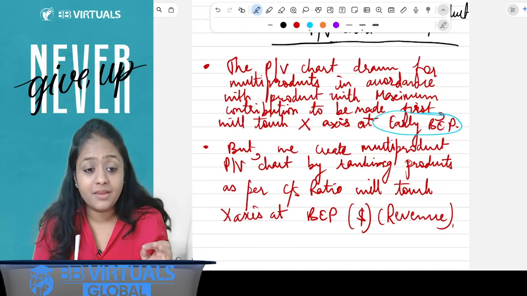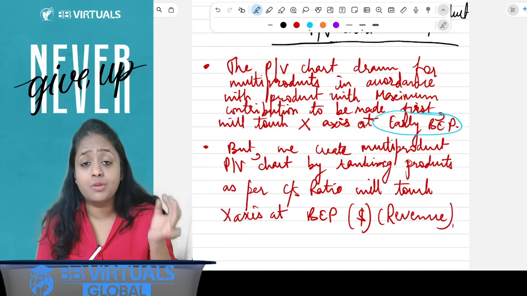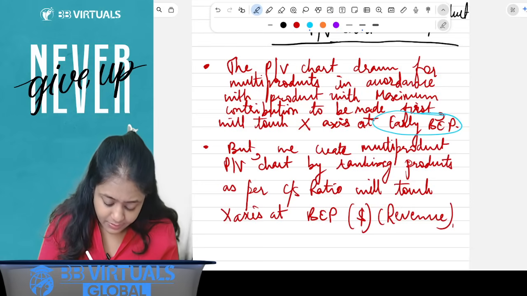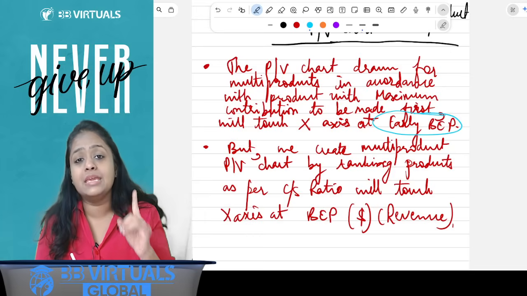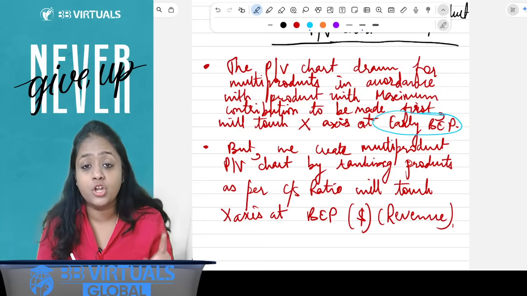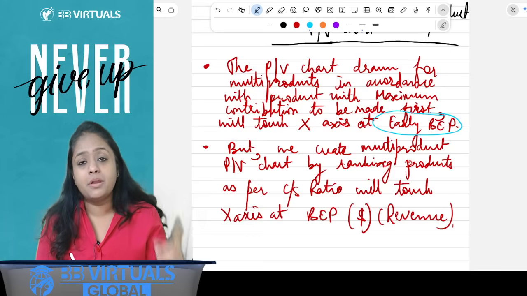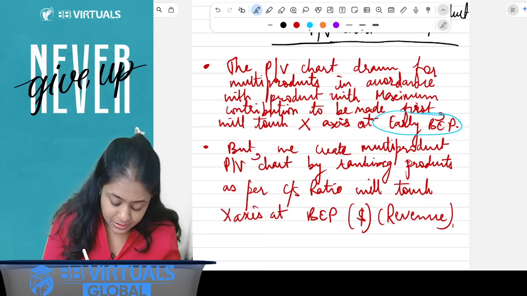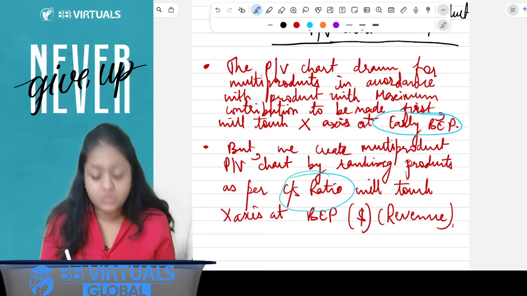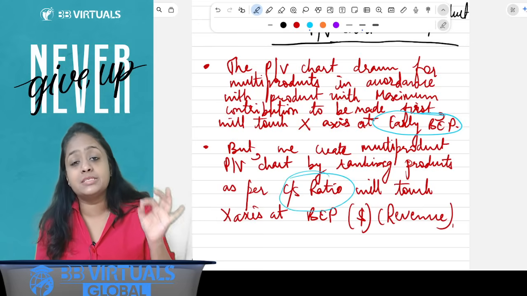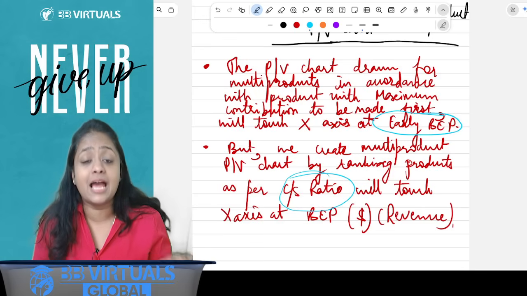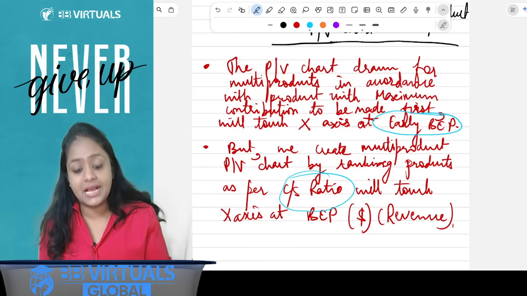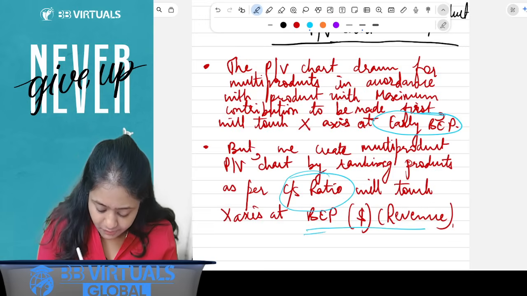Next, what we do to get the actual and correct break-even point is create the multi-product PV chart not by ranking the products as per the contribution per unit or the total contribution, but by ranking the products as per the CS ratio. When you rank the products in a multi-product PV chart as per the CS ratio, it will exactly touch the x-axis at the correct break-even point.